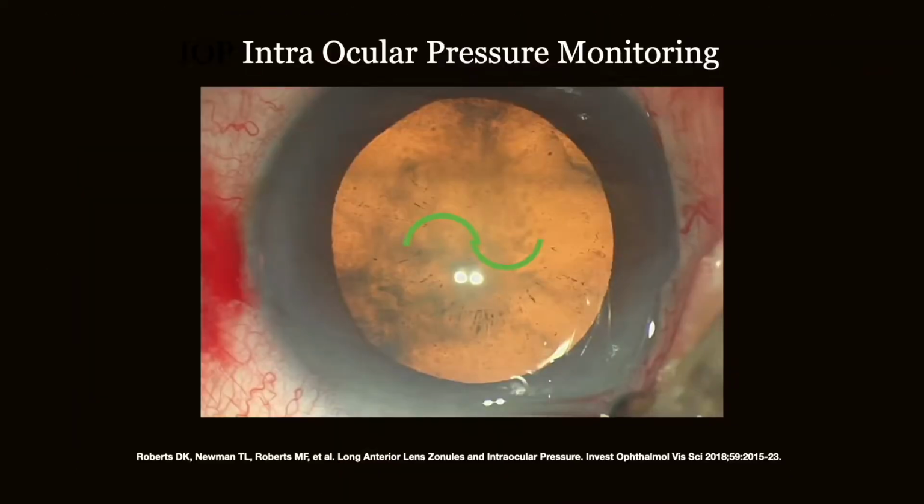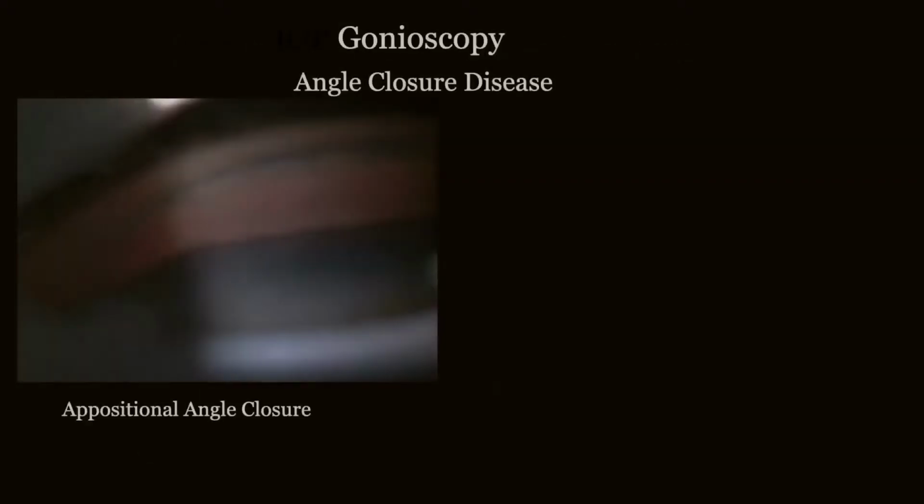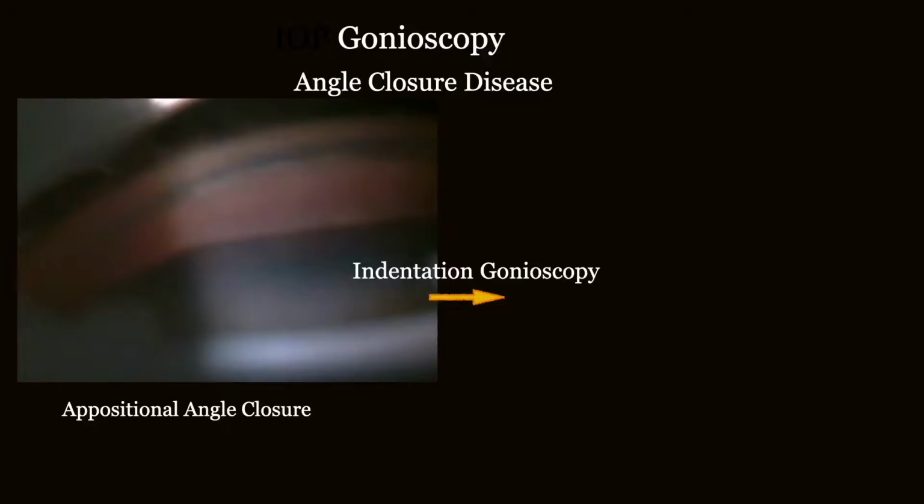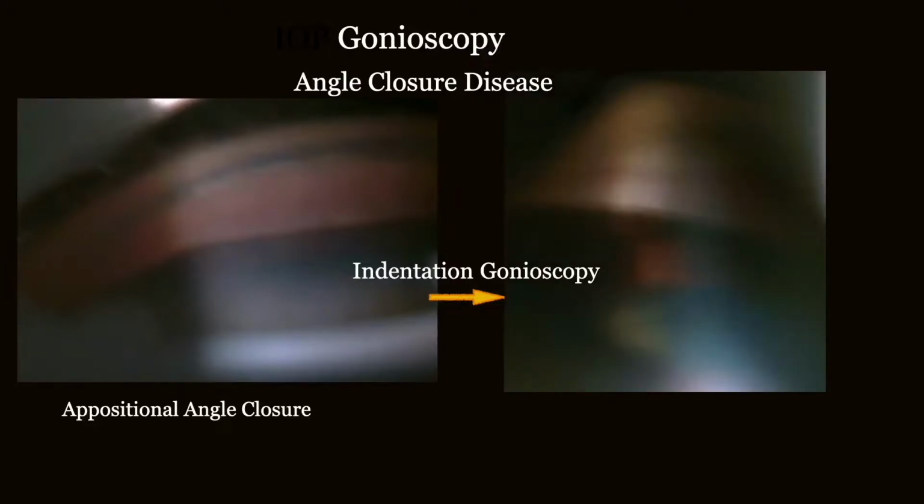These eyes need regular intraocular pressure monitoring, as increased IOP has been reported in these eyes as compared to normal eyes. It is important to perform gonioscopy in eyes with long anterior zonules, as angle closure disease, including plateau iris and pseudoplateau iris, has been reported.